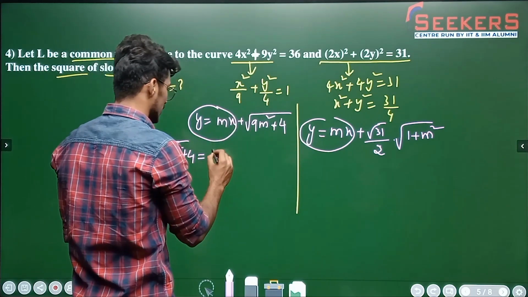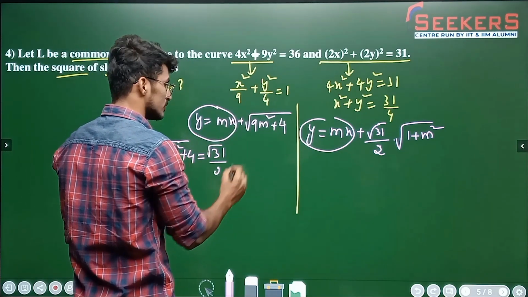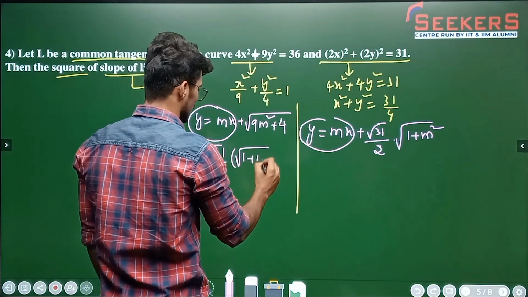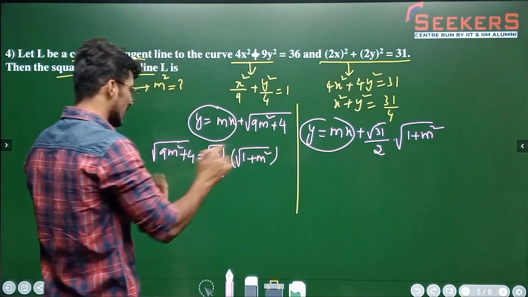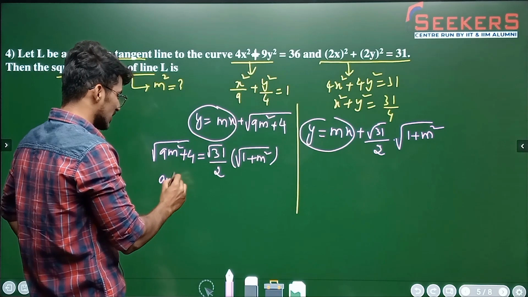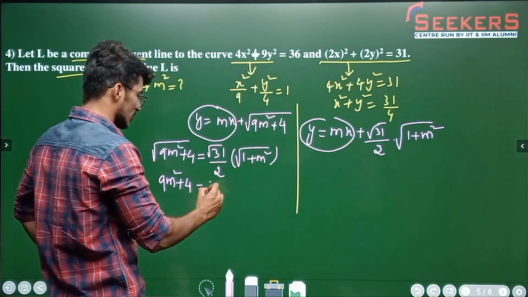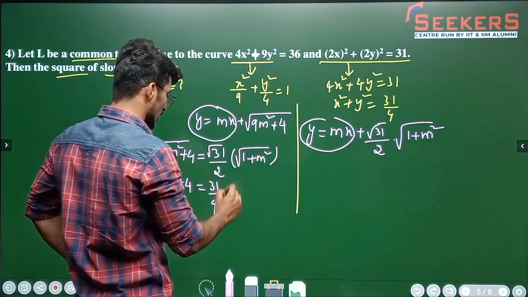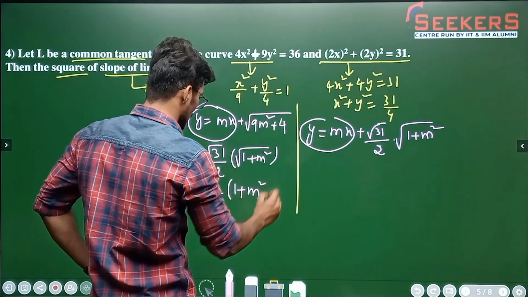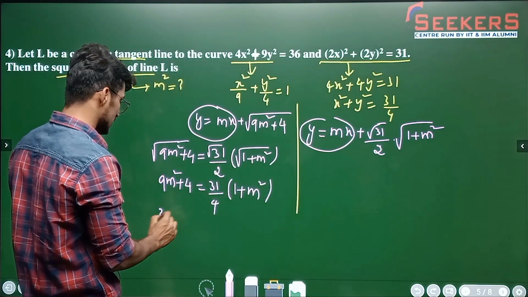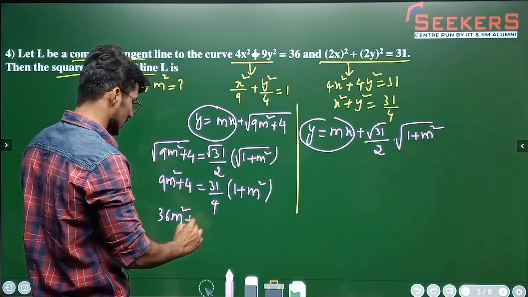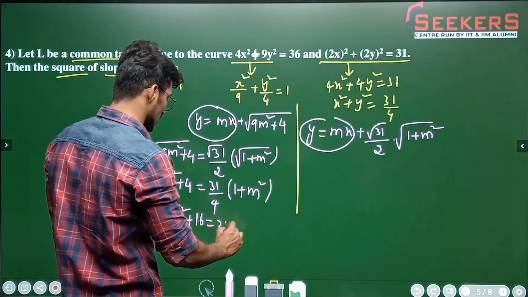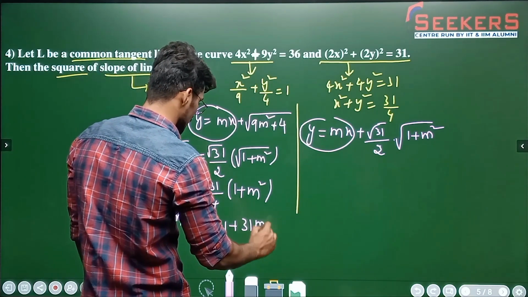This is equal to that one. So root 31 by 2, now square root of 1 plus m square. Alright, so squaring on both sides, 9m square plus 4 equals 31 by 4 into 1 plus m square. Simplify this: 36 m square plus 16 is equal to 31 plus 31 m square, I am getting.